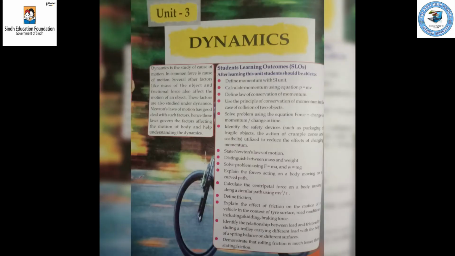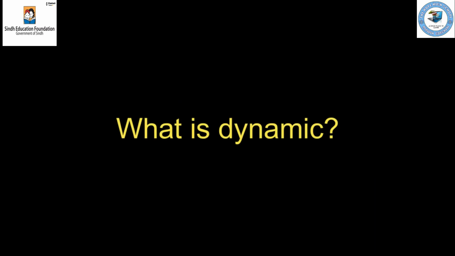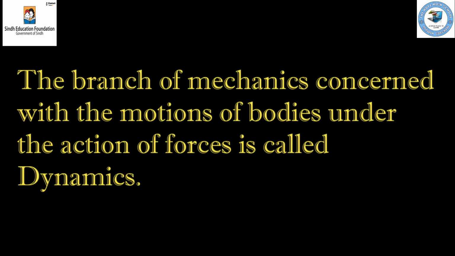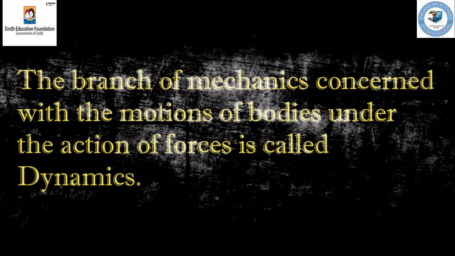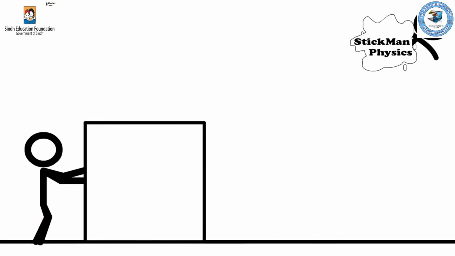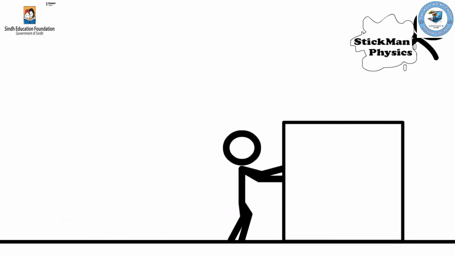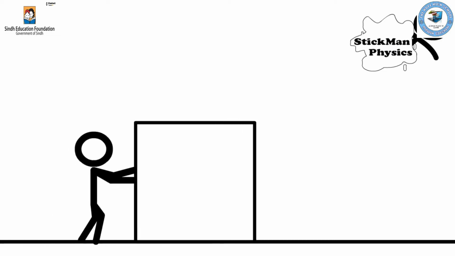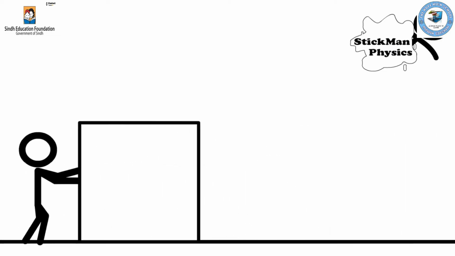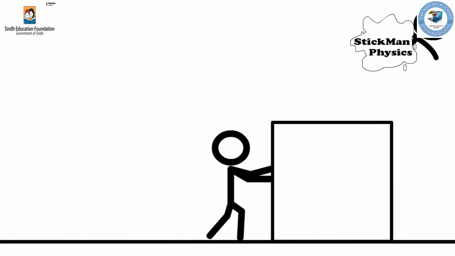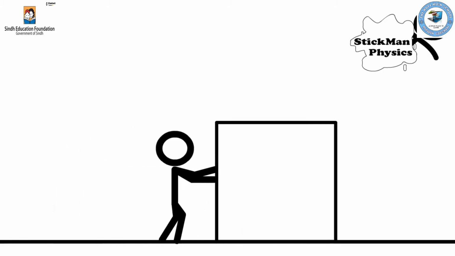My dear students, today we learn about unit number 3, dynamics. First of all, let's define what is dynamics. The branch of mechanics concerned with the motion of bodies under the action of forces. Define force. Force is the agent that changes the state of rest or uniform motion of a body. Its SI unit is Newton.